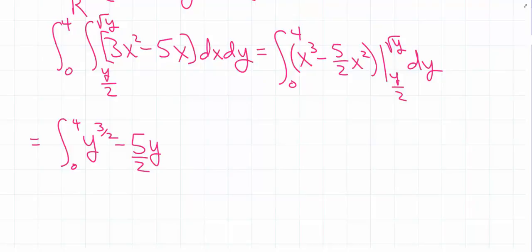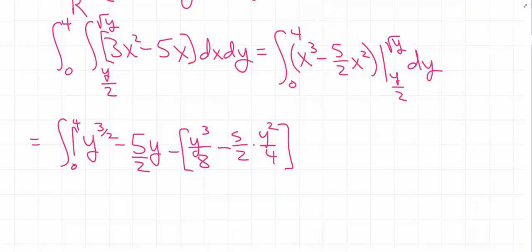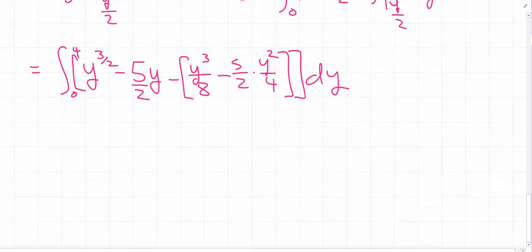Okay, so I just put the square root of y in. Minus y cubed over 8. And then 5 halves y squared over 4. And all of that dy. Okay, is everybody okay with that? A little bit messy. Hopefully it comes out right, though.